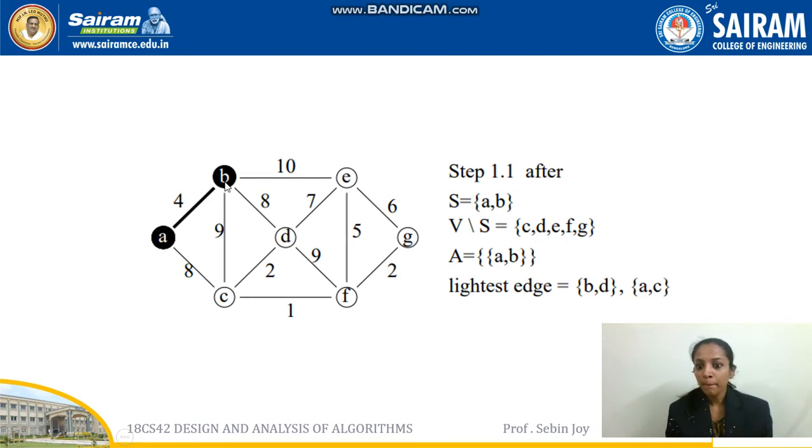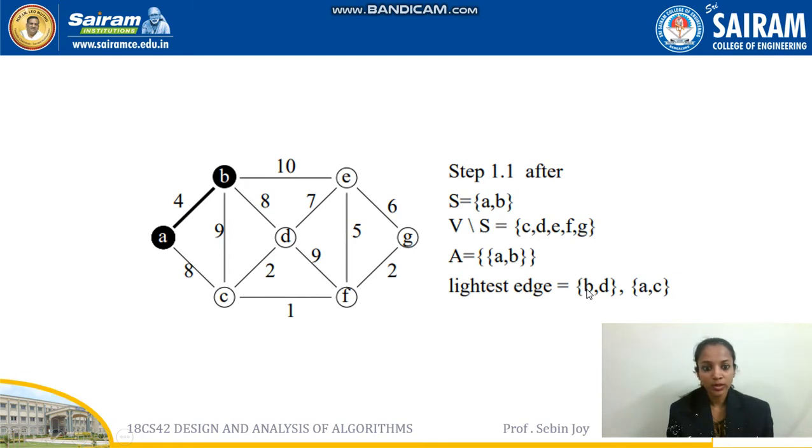That means now B is visited. So B is entered into the set of visited vertices, and the remaining vertices are C, D, E, F, and G. Now we will check for the lightest edge. How do we calculate it? One vertex should be in S and the other in the unvisited vertices. So from A the remaining edge is AC, and from B the edges are 9, 8, and 10. So we will take 8. Both have the same value: AC and BC.